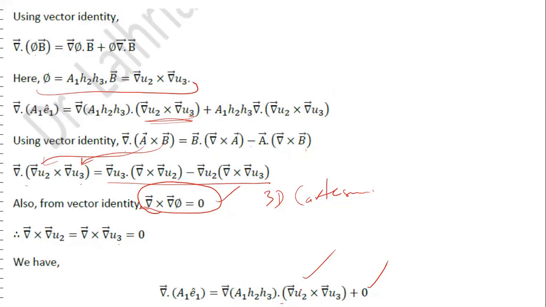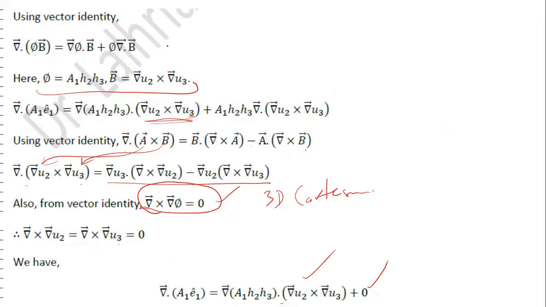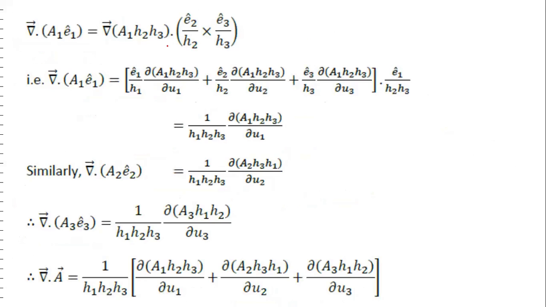Grad u2, you remember that grad u2 is e2 cap upon h2, grad u3 is e3 cap upon h3. So you just put the value of grad u2 and grad u3 here. Grad u2, you put it here, grad u3, you put it here. This is what you're going to get.